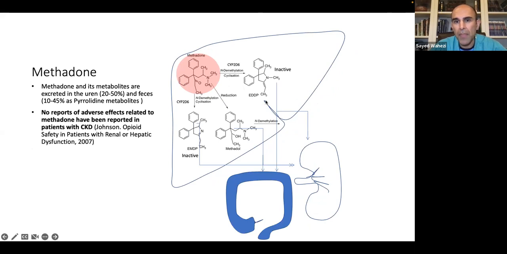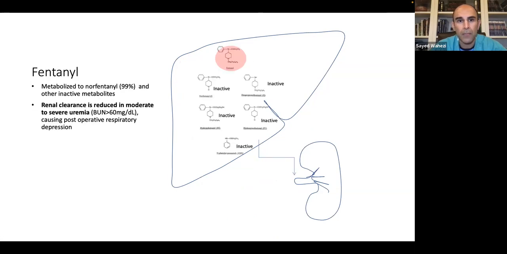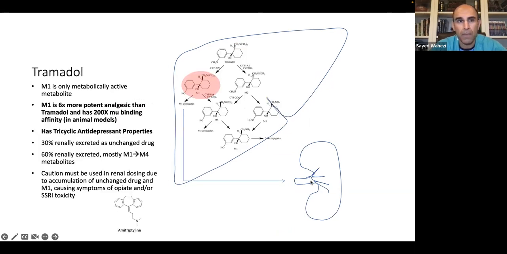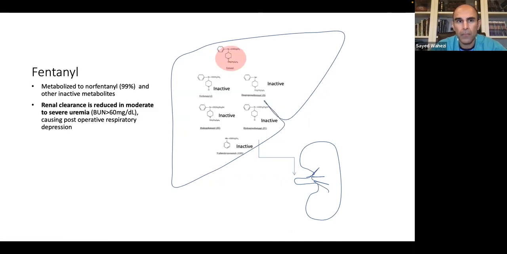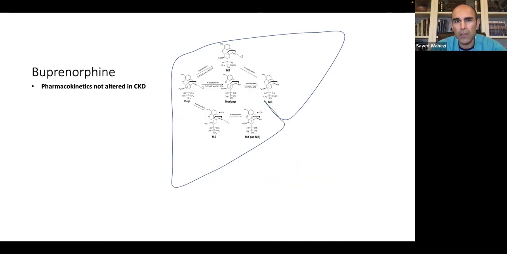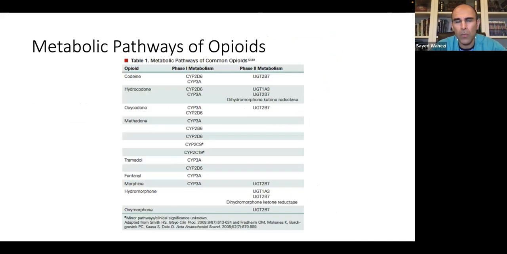Right? Methadone tends to be pretty clean in terms of how it leaves the body. It's one of the few that leaves not only by the renal system, but can also be excreted through bile and the colon as well. Right? Fentanyl is one of the cleanest agents, does not have a metabolite that is active, and the agent itself is primarily excreted through the renal system. All right. Tramadol, I won't get deeply into. Buprenorphine, I won't as well.